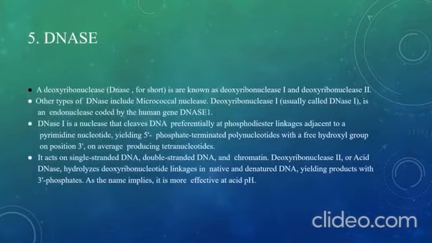DNase. A deoxyribonuclease, also known as DNase, includes deoxyribonuclease 1 and deoxyribonuclease 2. Other types of DNase include micrococcal nuclease. Deoxyribonuclease 1 is an endonuclease coded by the human gene DNASE1. DNase 1 is a nuclease that cleaves DNA preferentially at phosphodiester linkages adjacent to a pyrimidine nucleotide, yielding 5' phosphate-terminated polynucleotides with a free hydroxyl group on position 3', on average producing tetranucleotides.